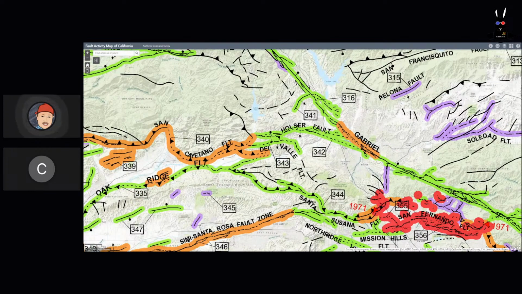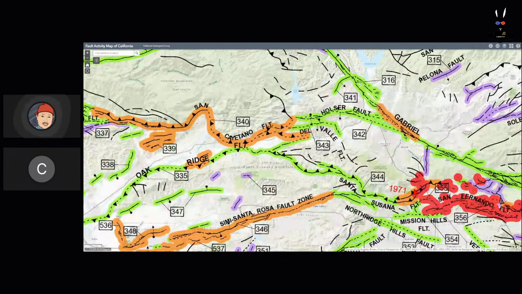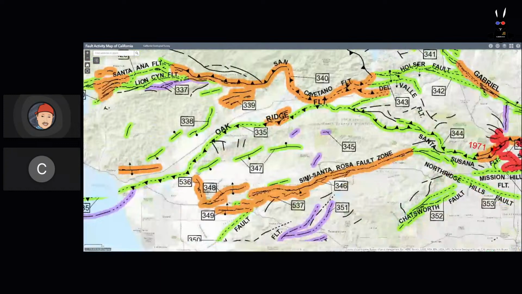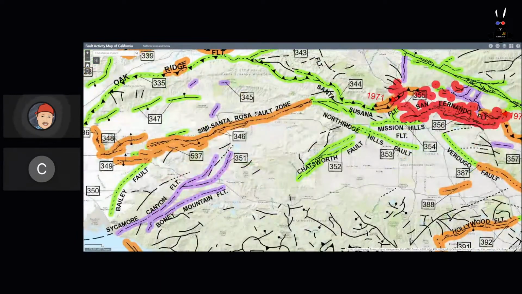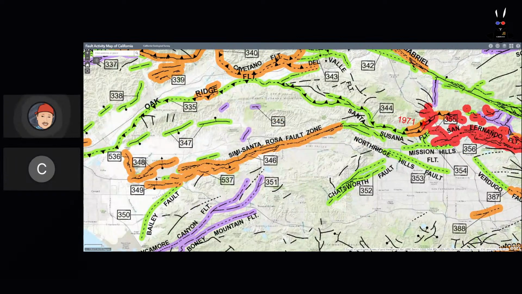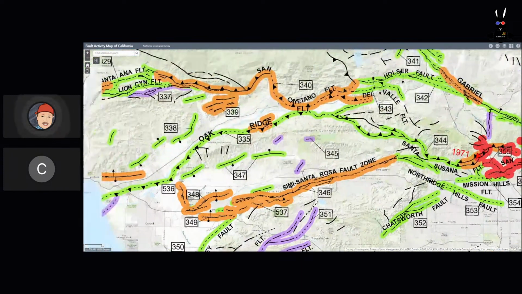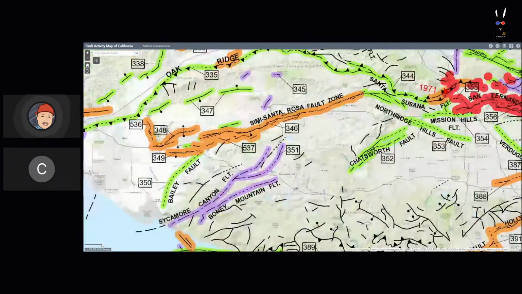So they all kind of flow into the San Cayetano Fault Zone via the Holster Fault and Del Valle, and then the Oak Ridge, and then here's the Santa Rosa Fault Zone, which is right off the Santa Susana as well. So Santa Susana kind of splits into Simi and then Oak Ridge, and then it bounces off the San Cayetano, which we talked about.